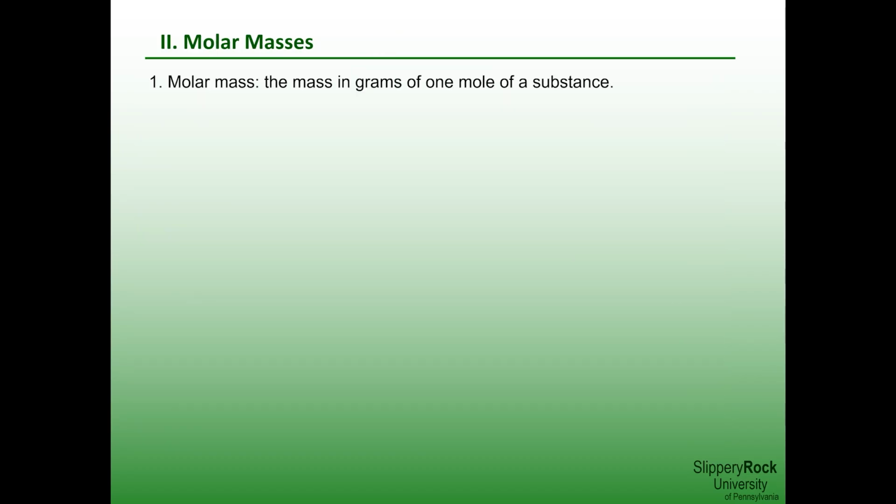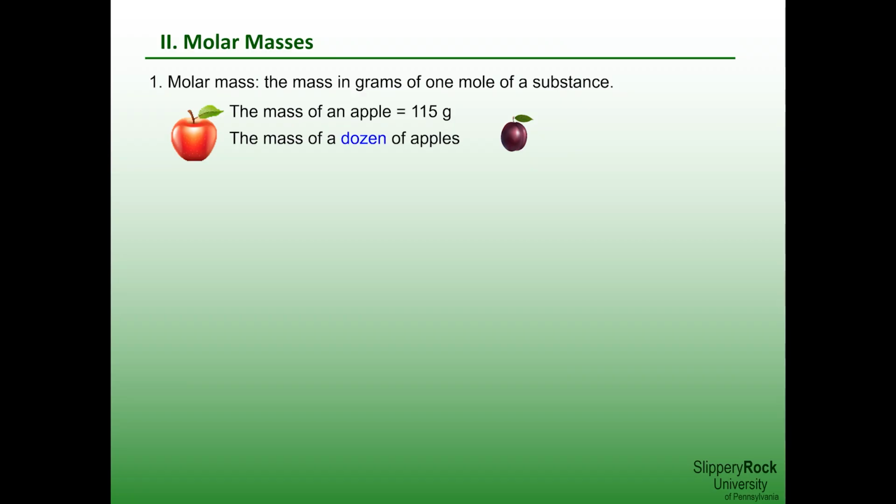Let's talk about molar mass. Molar mass is defined as the mass in grams of 1 mole of a substance. To help us understand this, let's start with something more familiar, apples and plums. Suppose 1 apple has a mass of 115 grams. If we take a dozen apples, that means 12 apples. The total mass will be 1,380 grams.